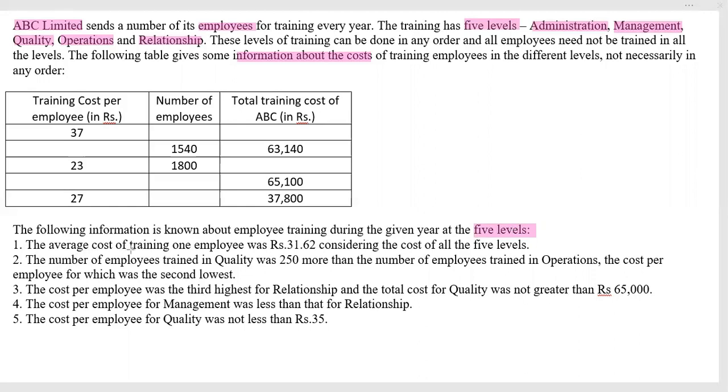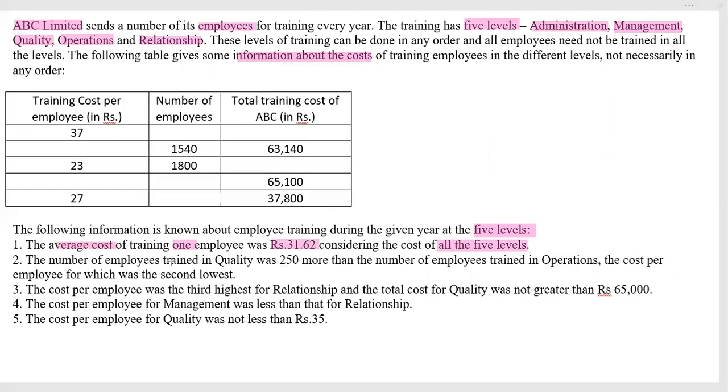The average cost of training one employee was rupees 31.62, considering the cost of all the 5 levels.